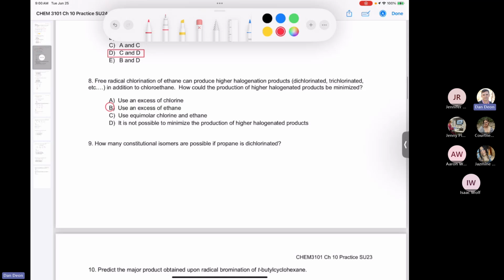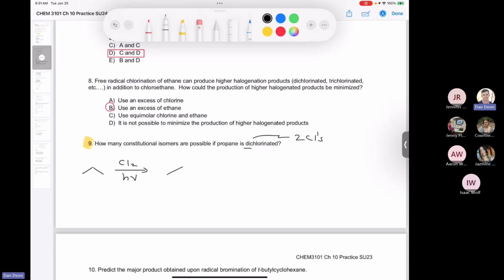Question number 9 is one that we haven't looked at yet, but it's a crucial question. People love to ask this question. Your instructor, ACS. So it is important that you can do it. It says, how many constitutional isomers are possible if you dichlorinate propane? So if you take propane, which is just this guy here, you treat it with Cl2 and light, okay, if it's dichlorinated. So remember, that's going to be 2 chlorines added.